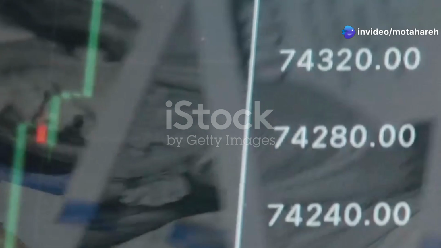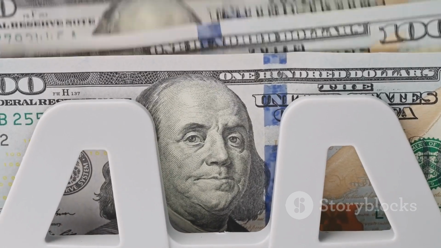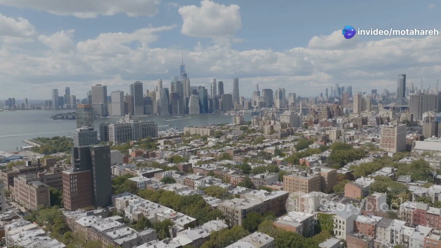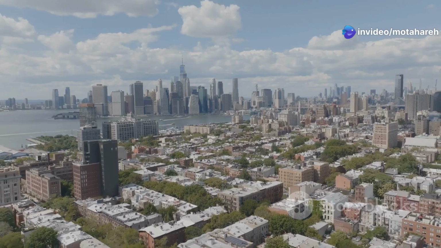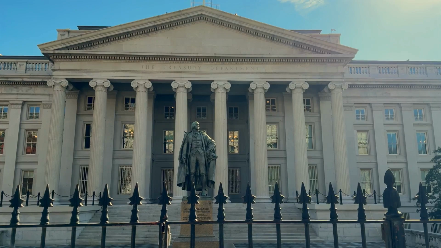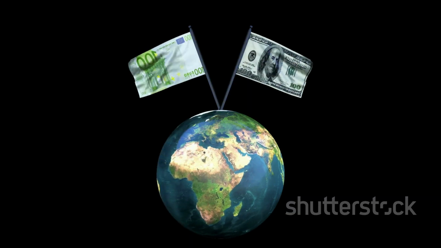Despite challenges, the US dollar is likely to maintain its status as the world's leading currency. The dollar benefits from a unique combination of factors that underpin its enduring strength. The US economy remains the largest and most dynamic in the world. Its legal and regulatory frameworks provide a solid foundation for the dollar's stability. These factors foster confidence among investors and central banks alike.